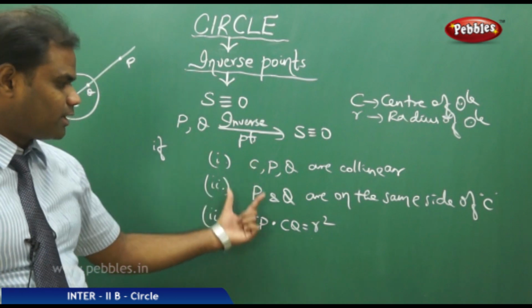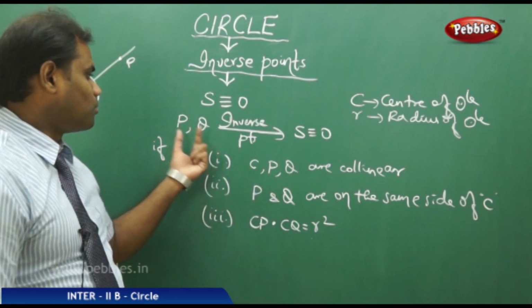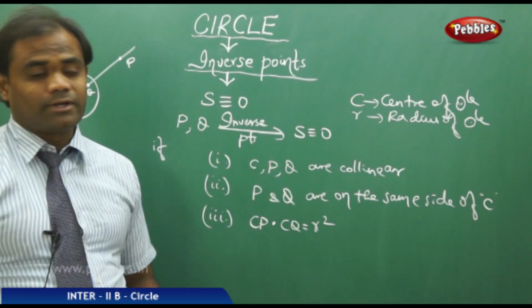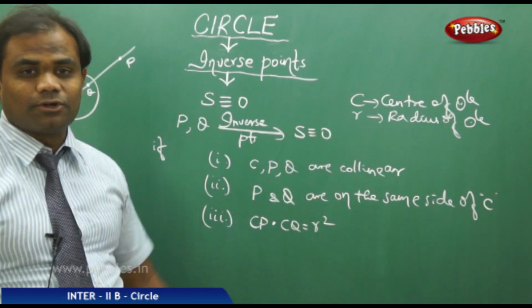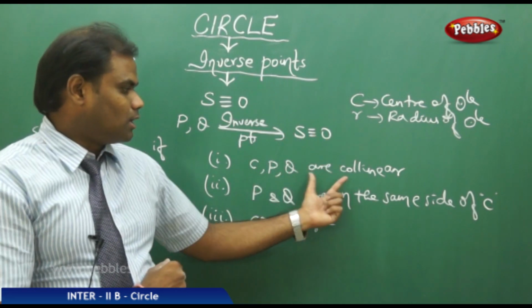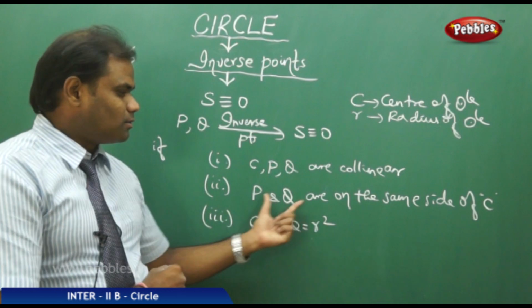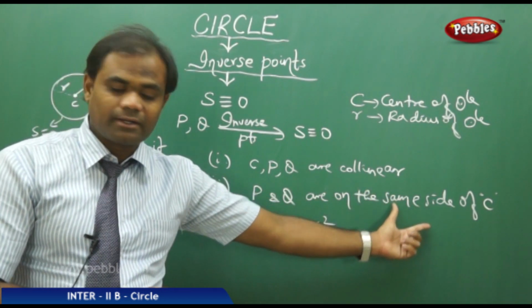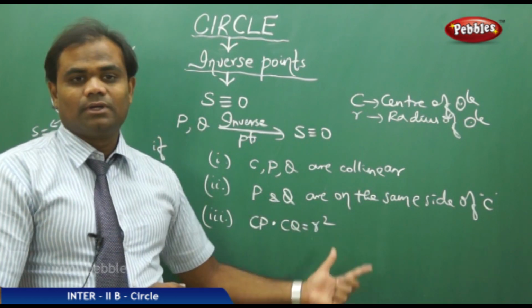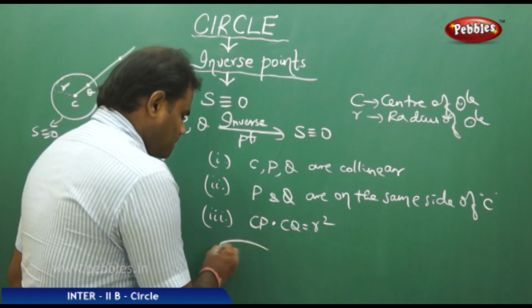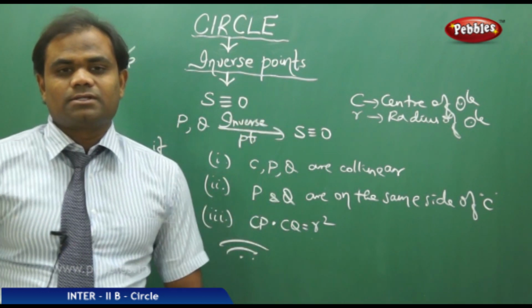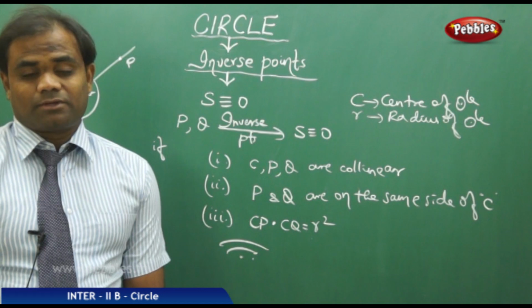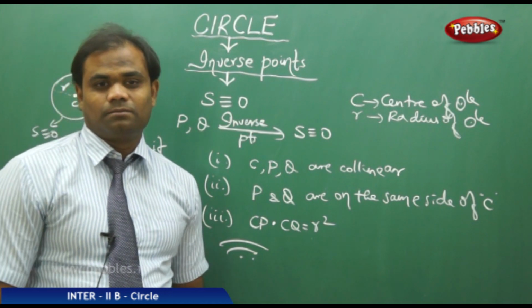So under these three conditions, we say that the points P and Q are inverse points with respect to the circle S equal to 0 if C, P, Q are collinear, P and Q are on the same side of C center, and CP dot CQ is R squared. Is how we define the inverse points with respect to the circle S equal to 0.